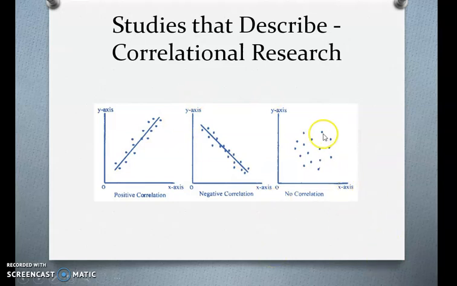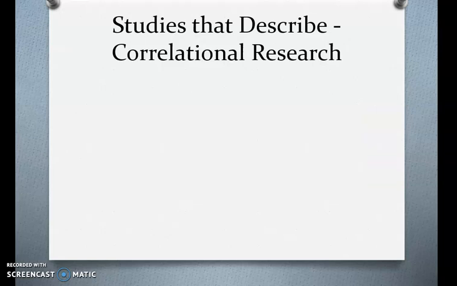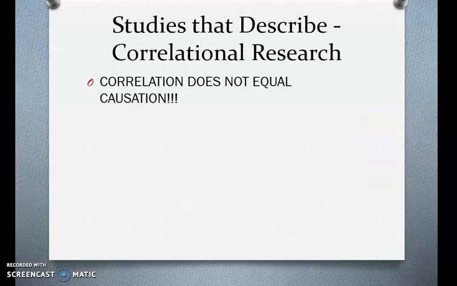And the third frame in that panel is showing that there's not a clear linear relationship between these two variables. Just because two variables are correlated with each other does not mean that one of those variables caused a change in the second variable. All right, so here's the deal.